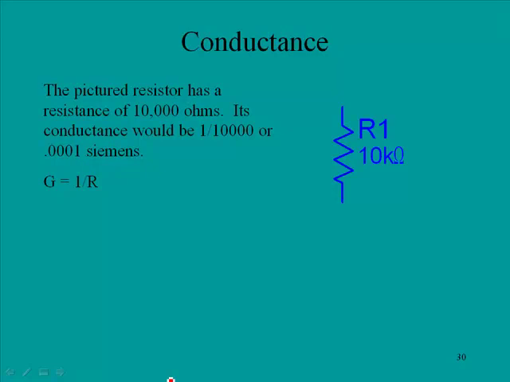The pictured resistor has a resistance of 10,000 ohms. Its conductance would be 1 over 10,000, or 0.001 Siemens.